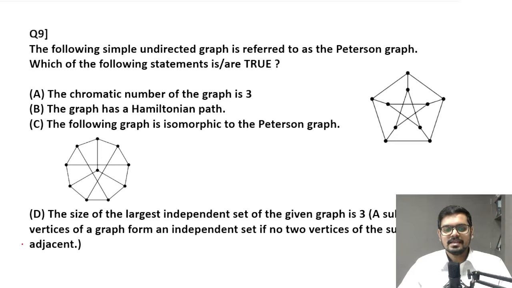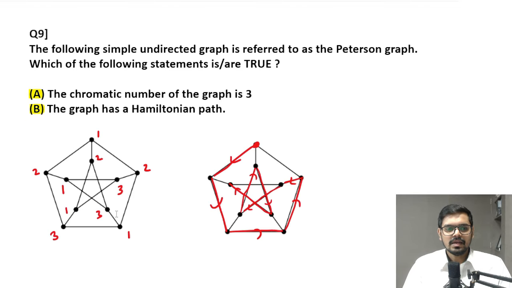The correct answer is A, B, C. D is wrong. Some key pointers you know already from the class notes: chromatic number is 3, Hamiltonian path is there. This thing is tough, and this thing is also easy to figure out. This is incorrect. Why? Let us focus on A, B, D first, then we'll focus on C, because option C was actually very tough. But if you see my solution, it's very easy. Let us go step by step.